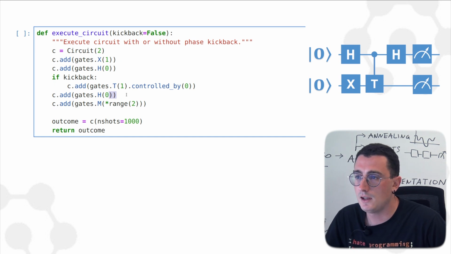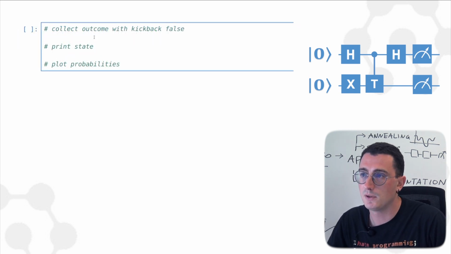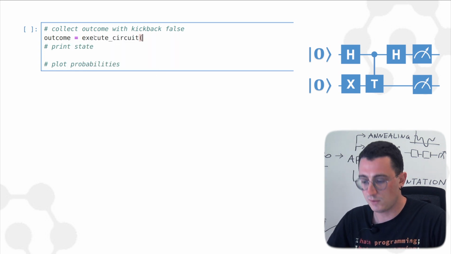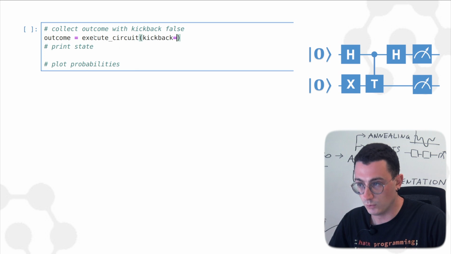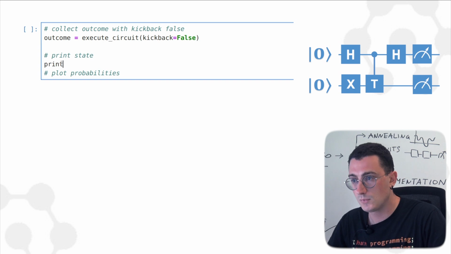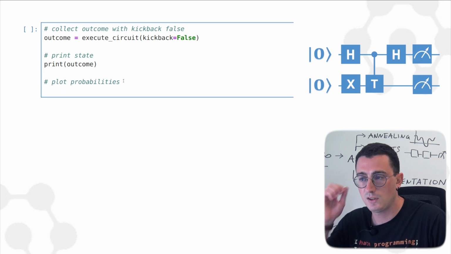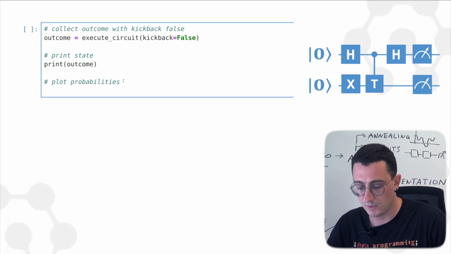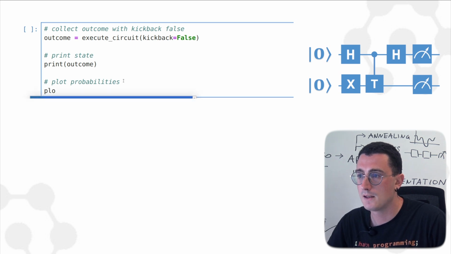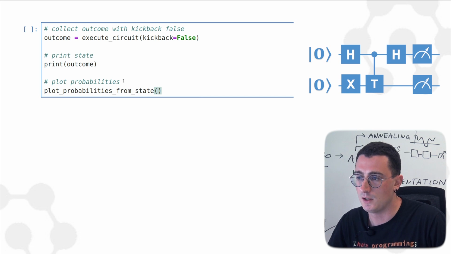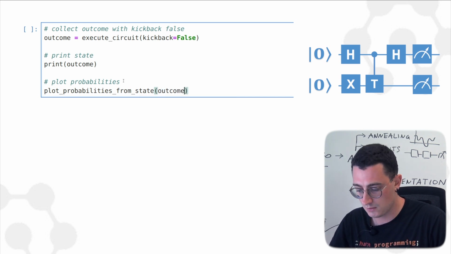Perfect, now we can execute the circuit, collecting the outcome into an outcome object. Outcome equal to execute circuit, and then we set kickback equal to false for this first example. Then we can print the state, so print outcome, and also we can plot the probabilities using the plotting function we already imported. So we can use plot probabilities from state, and then we should pass the Qibo state object, and the way to do that is just to call outcome dot state.